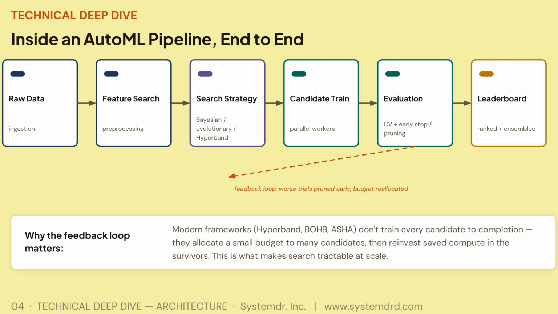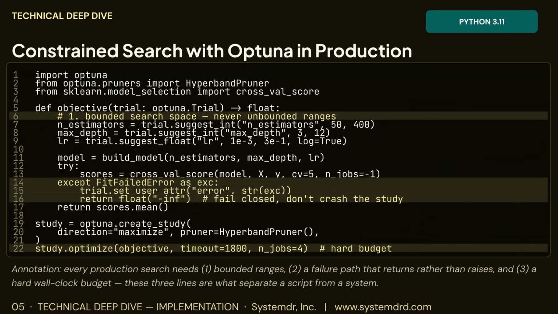The detail that matters most here is the feedback loop running from evaluation back to the search strategy. Modern frameworks, Hyperband, BOHB, ASHA, don't train every candidate to completion. They give a small compute budget to a large number of candidates, evaluate early, prune the weak ones, and reinvest the saved compute in the survivors. This is what makes search tractable at scale. Without this feedback loop, you're just running a brute force grid search with extra steps, and that's usually where compute budgets quietly get out of control. Let's ground this in code.